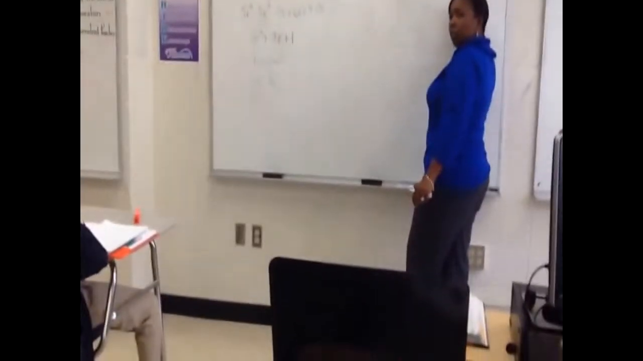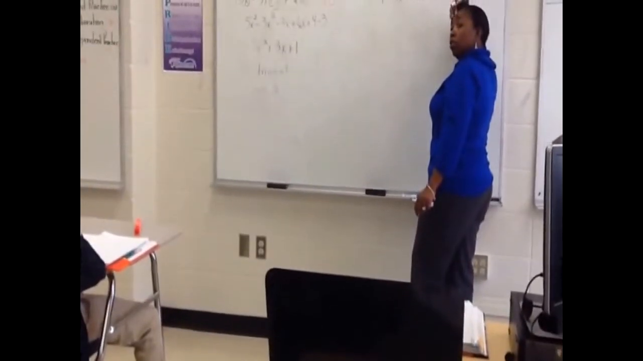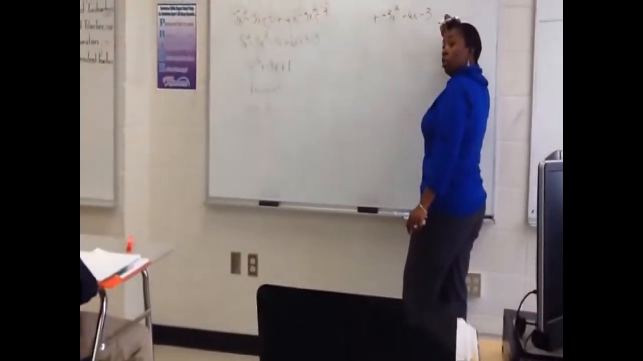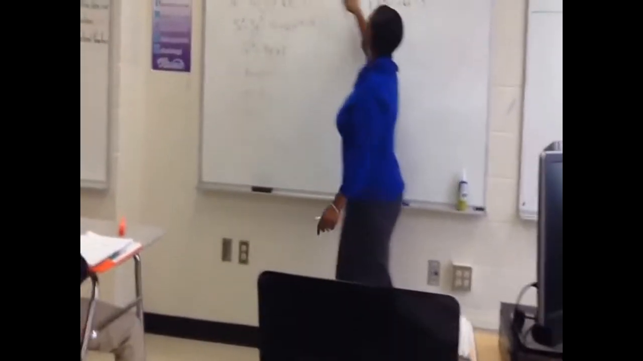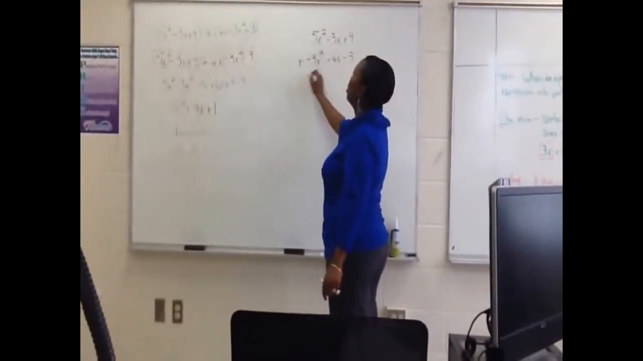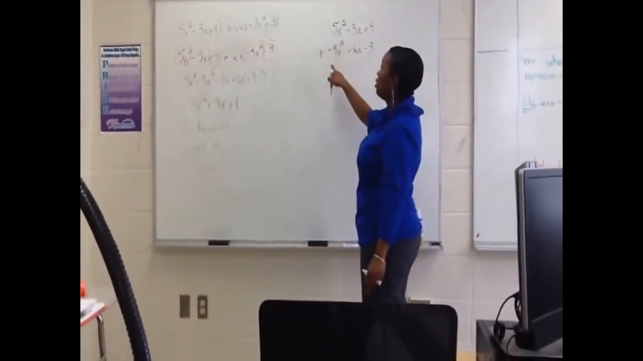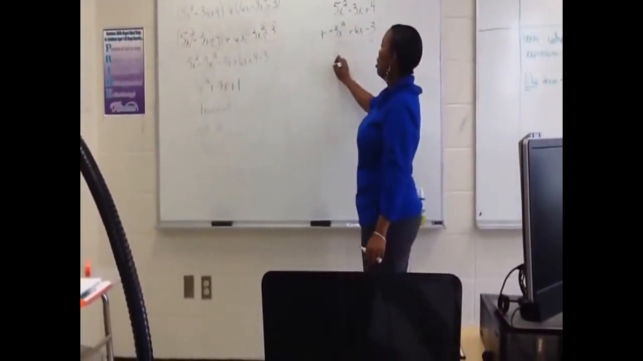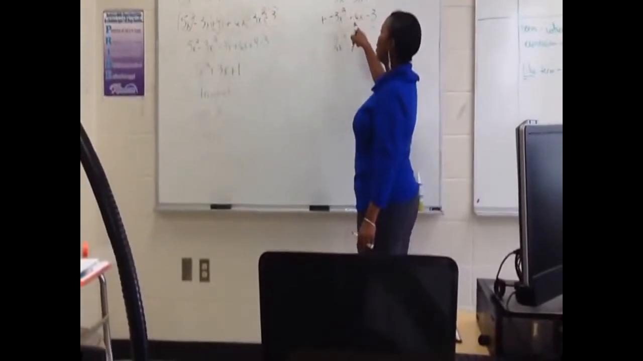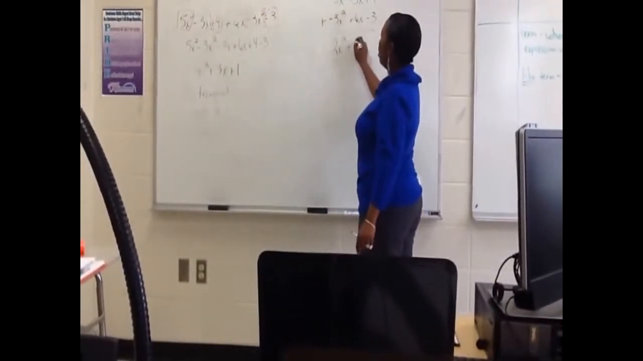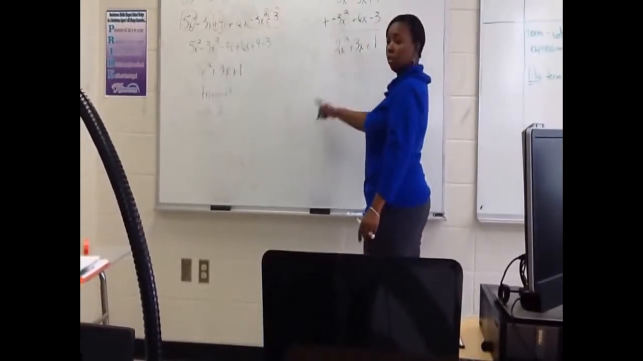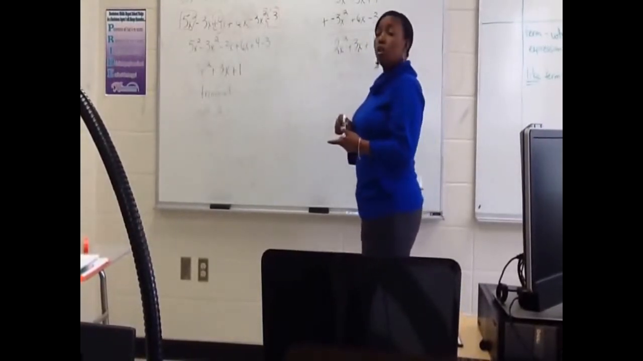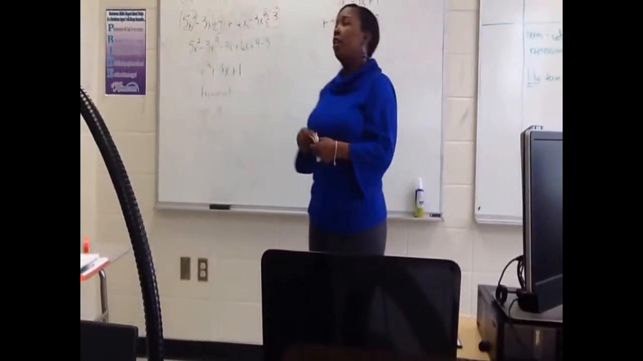Why did I do it like this? Why couldn't I put this 6x under this 5x squared? Because it's not a like term. So 5x squared minus 3x squared would be 2x squared. Negative 3x plus 6x gives me 3x. 4 minus 3 is 1. Same answer? That's simpler. So whichever method you like is fine.